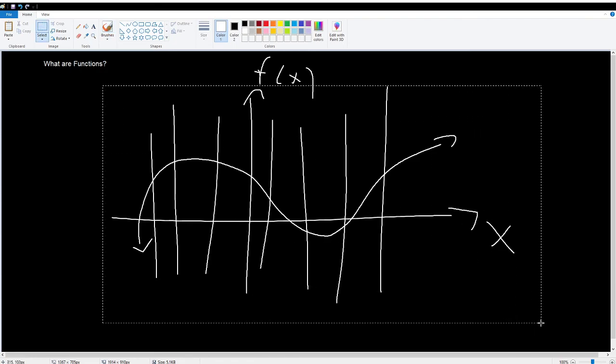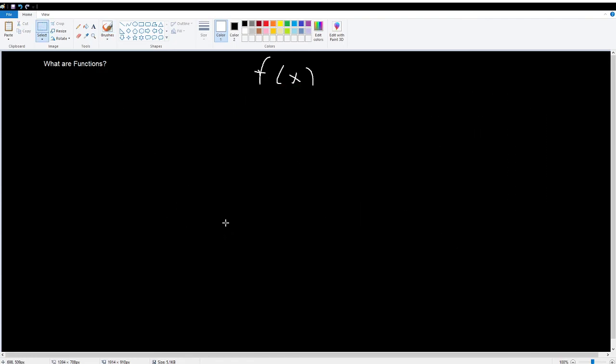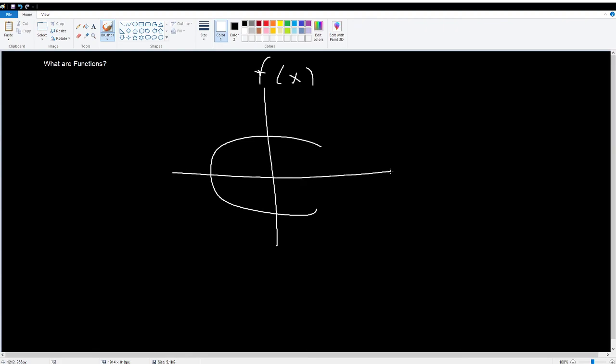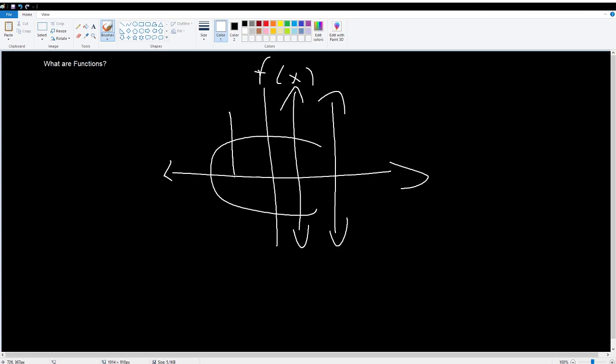An example of something that would not be a function would be something like this. Why is that? Well, when I draw a vertical line and I keep moving it left, it'll hit 2 points of the function. So 1 point here, 1 point here. So by default, it should only hit 1 for it to be a function.